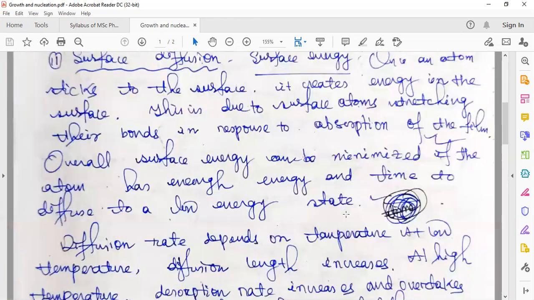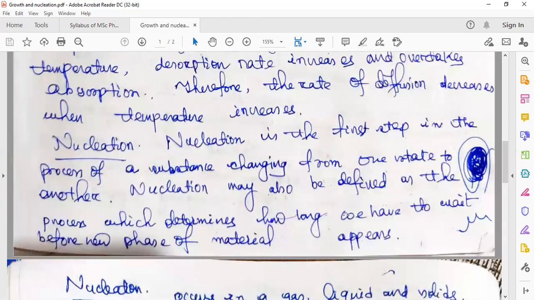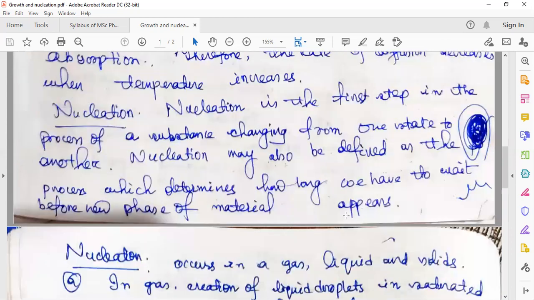The next thing is nucleation. So growth and nucleation: both steps are very important for obtaining thin films. Nucleation and growth are two important processes during the formation of thin films. Not only for thin films, but for any other materials, for any crystal growth also, nucleation and growth are important steps.